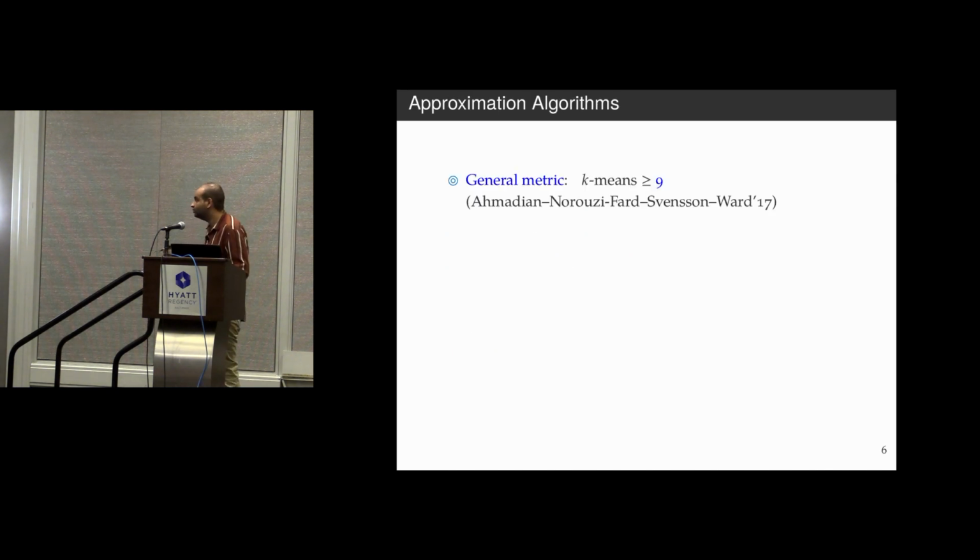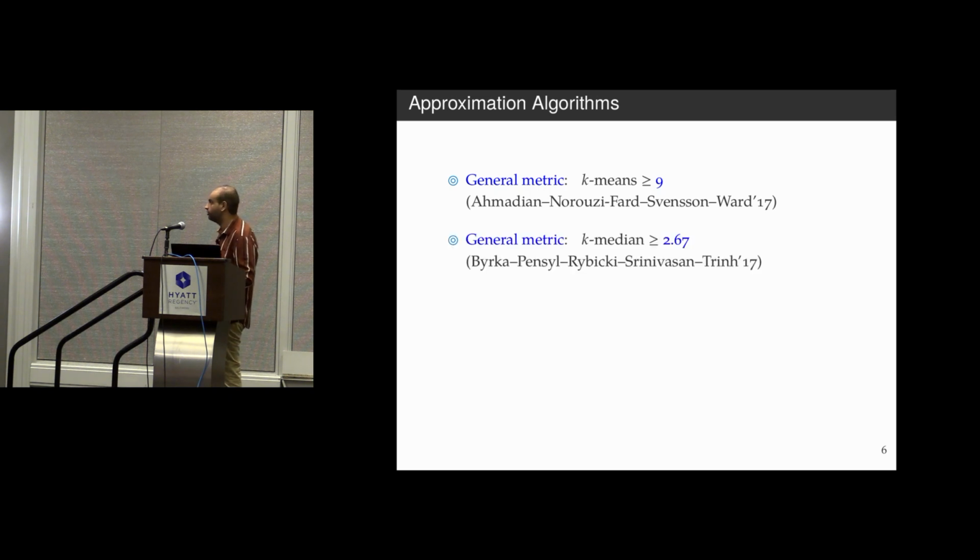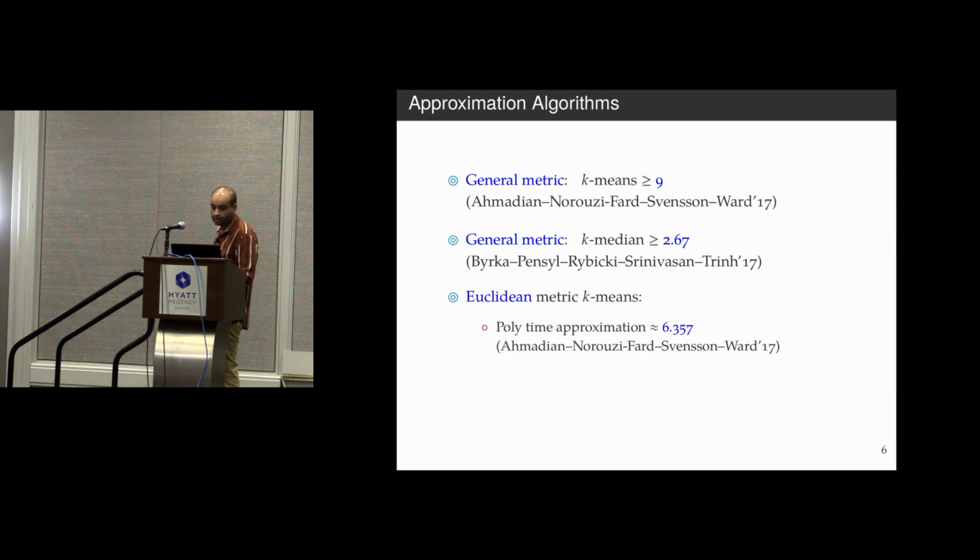So when we can't do exact computation, we go towards approximation. And there is a 9 approximation algorithm, regardless of the metric, for k-means. And for k-median, it's 2.67. And now if we look at a specific metric, which has a lot of structure, say the Euclidean metric, then we are able to get something better than 9, which is 6.357.